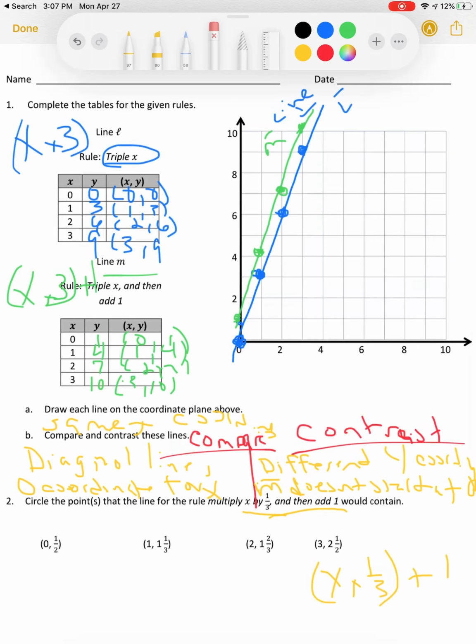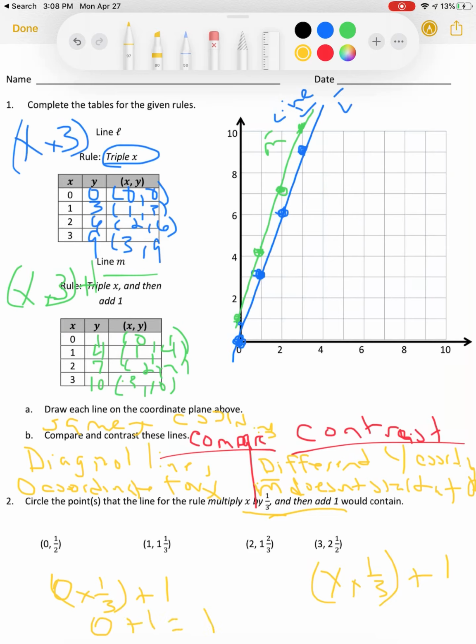They want to know, following that particular rule, which one of those would be contained on that line. So let's see which one is correct, basically. When x is 0, is y really 1/2? So let's multiply to find out. Our rule is x, which is 0 here, times 1/3 plus 1. 0 times 1/3 equals 0, correct? Plus 1, 0 plus 1 equals 1.